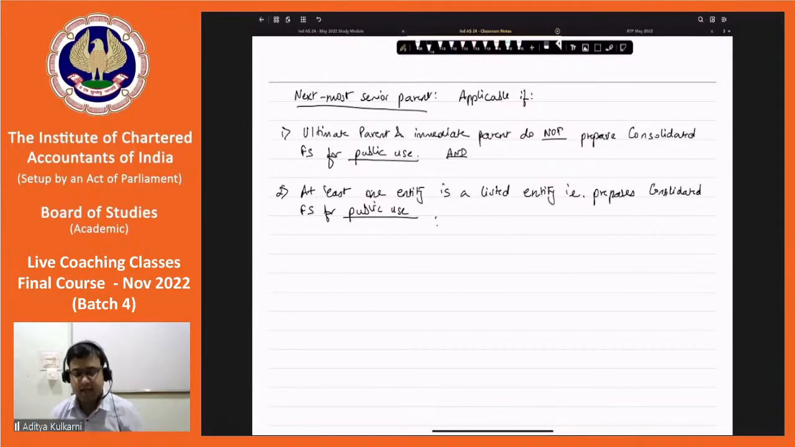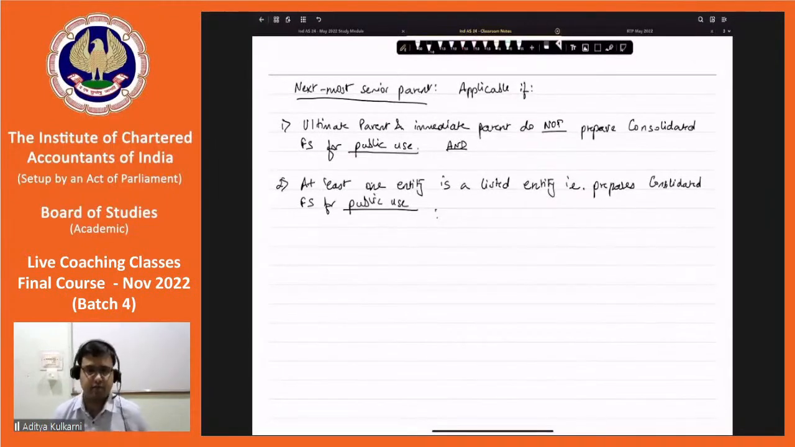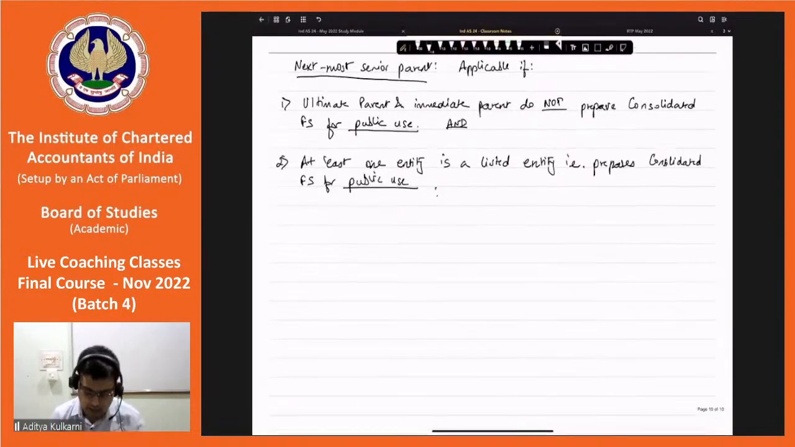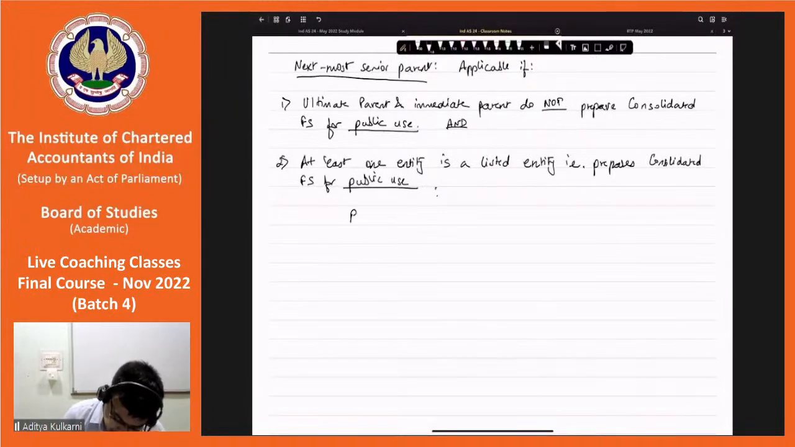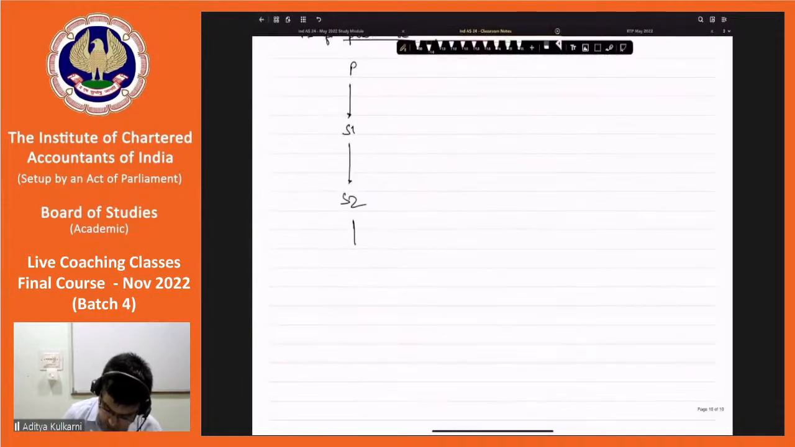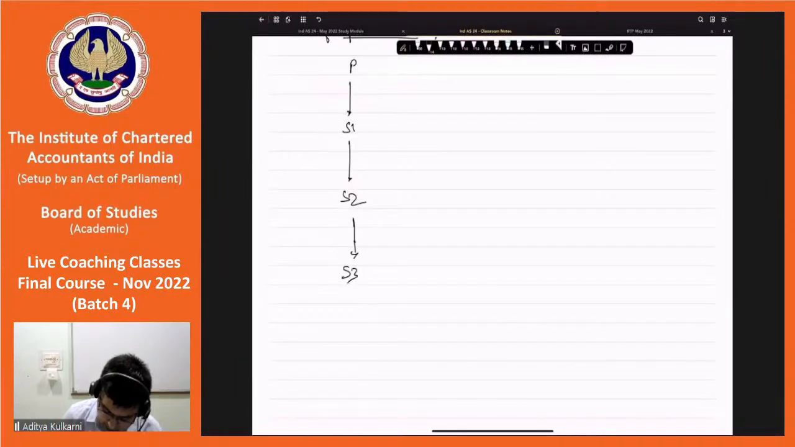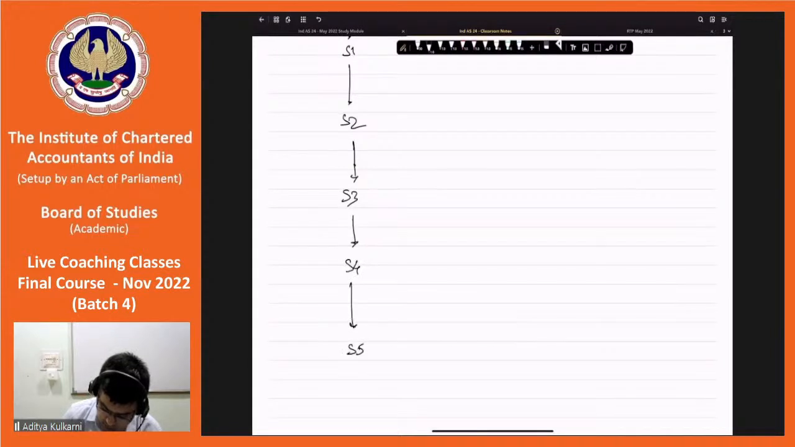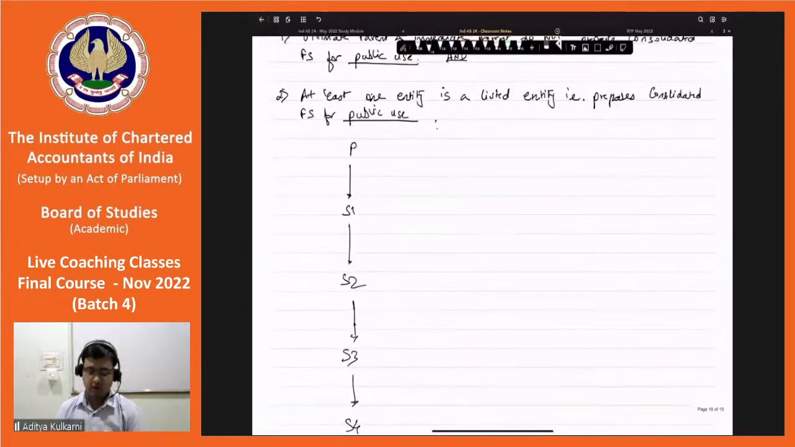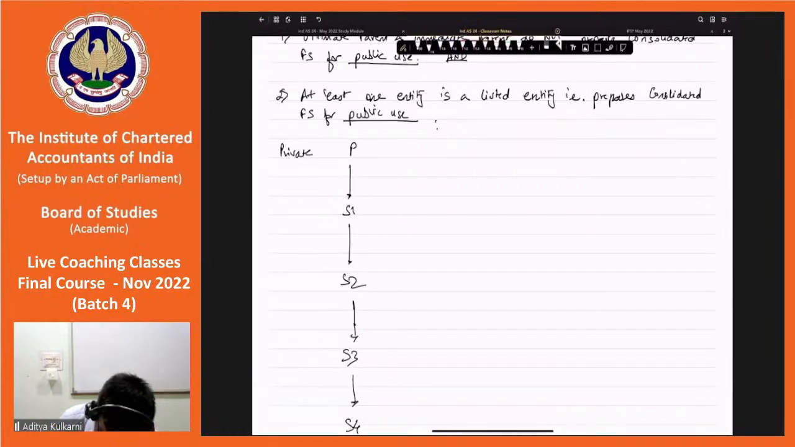Okay. So it is applicable if this is the condition. Okay. So let us understand. I have a parent P which has subsidiaries S1, S2, S3, S4, S5. Okay. P is a private company.